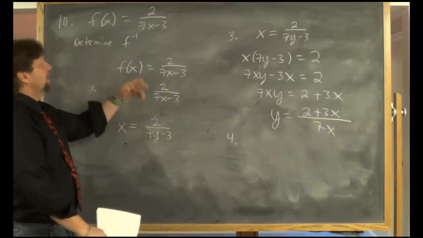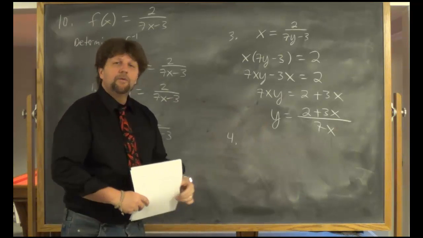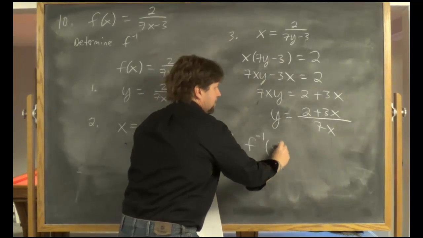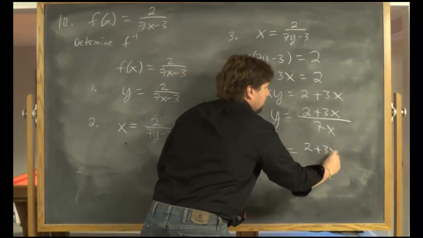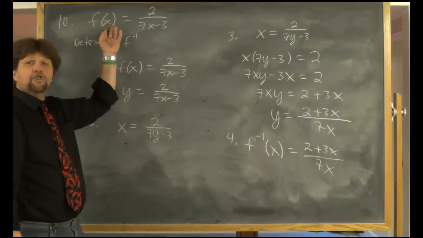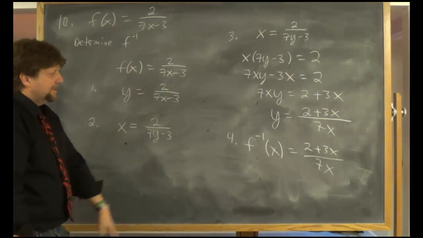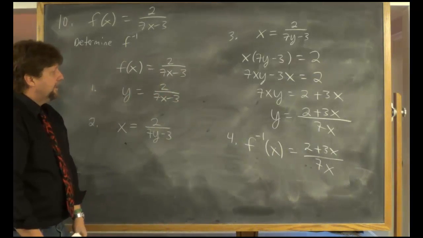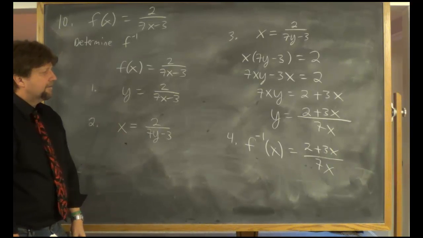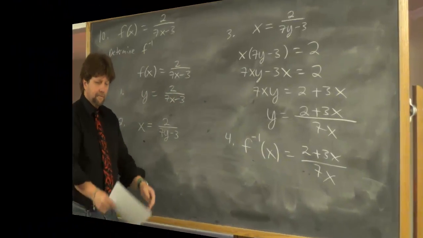So what that means, since my function notation was f of x, I'll replace y with the inverse notation, f inverse of x. If the function had been called g of x, then here I would have g inverse. But that's it. That's the inverse function. It's the process I use. That's my 4-step method. In any event, I hope that's what you have for the inverse function. That's it for number 10.